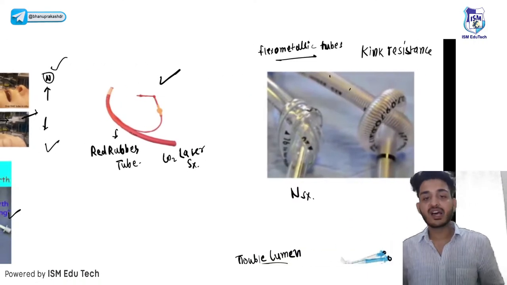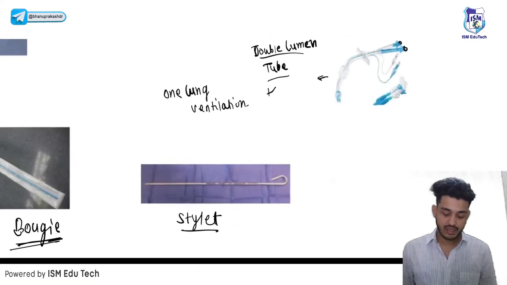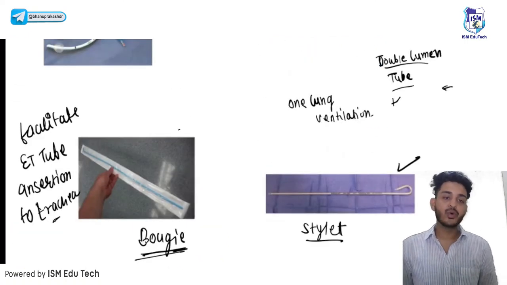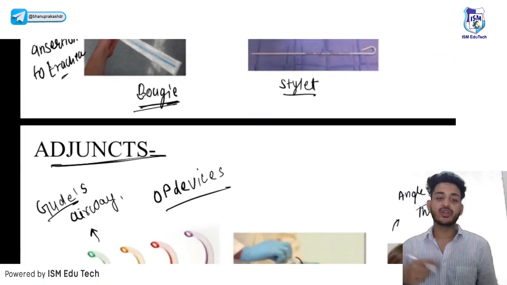Flexometallic tubes, they are utilized in surgeries. Double lumen tube for single lung ventilation. This is the stylet, and this one is the bougie. Which one to use when, the stylet or the bougie? They guide the ET tube inside.